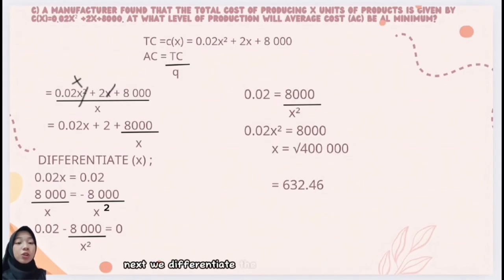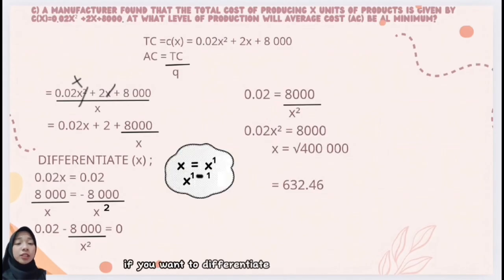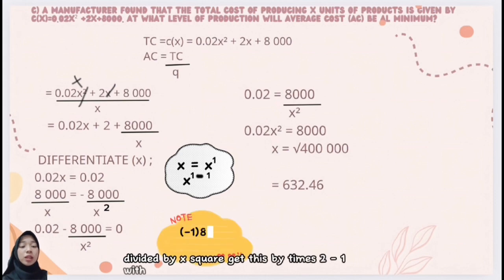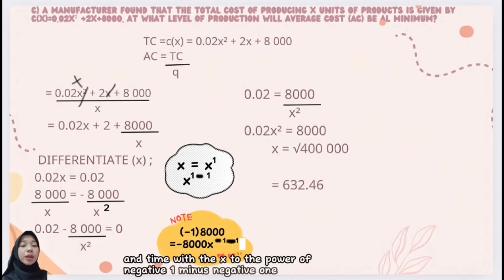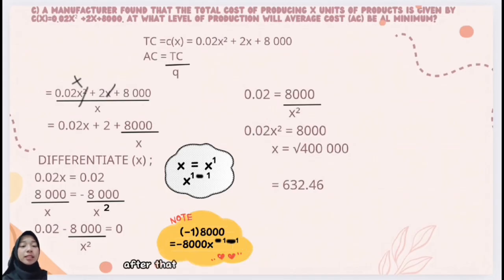Next, we differentiate the equation we just got. The derivative of 0.02X with respect to X is 0.02, because X is to the power of 1, and when we differentiate it we subtract 1 from the power of 1. The derivative of 8,000 divided by X is negative 8,000 divided by X squared. We get this by multiplying negative 1 with 8,000, giving negative 8,000, times X to the power of negative 1 minus 1. After that, set the derivative equal to 0 to find the minimum point. So, 0.02 minus 8,000 divided by X squared equals 0.